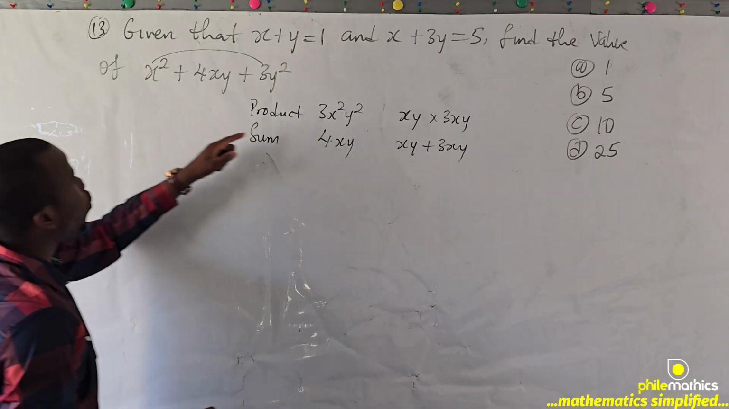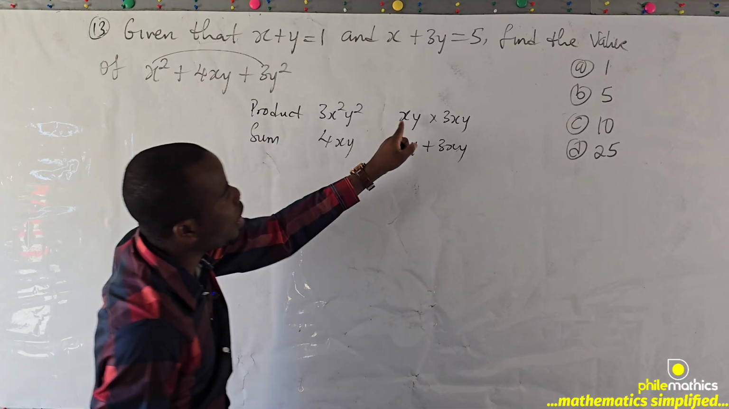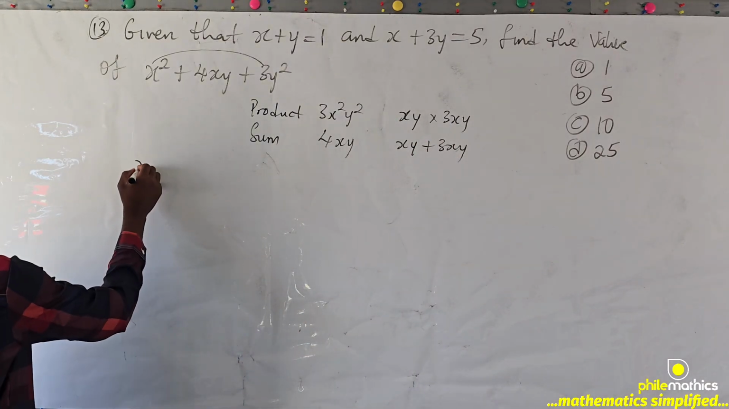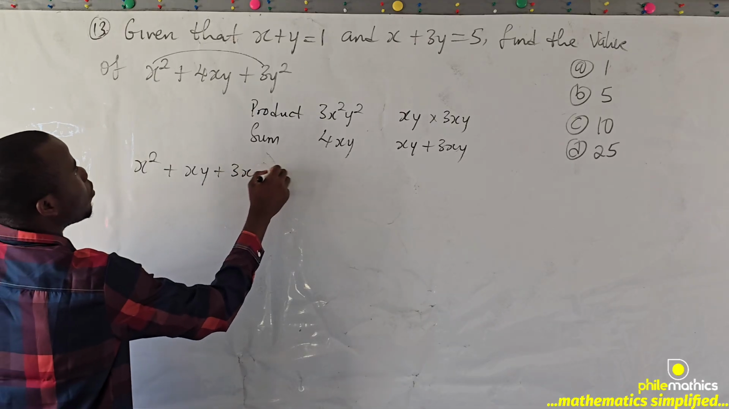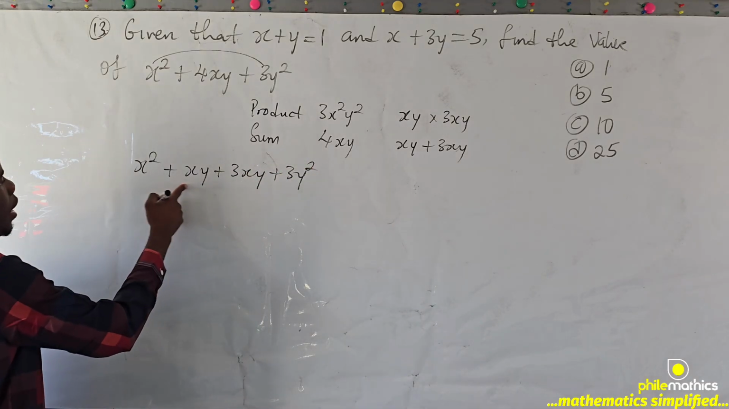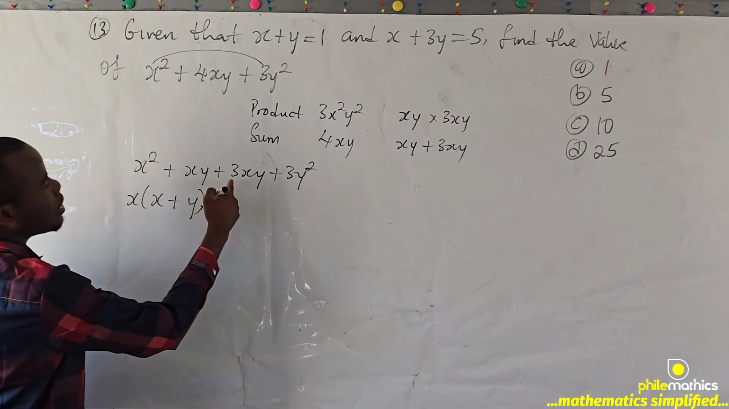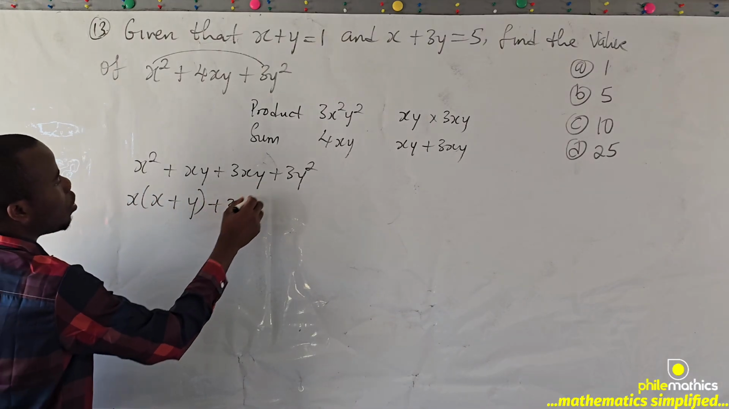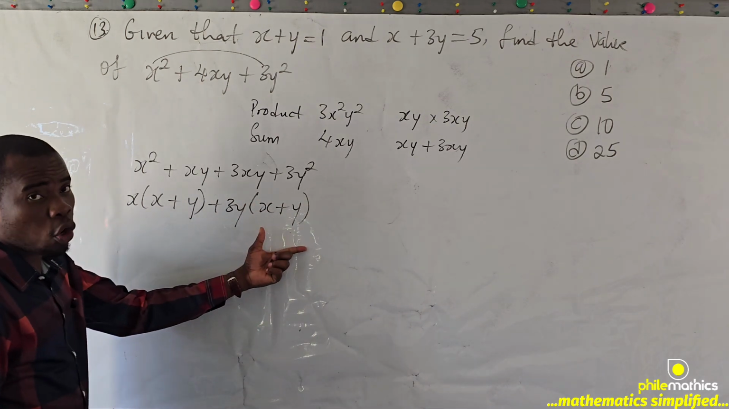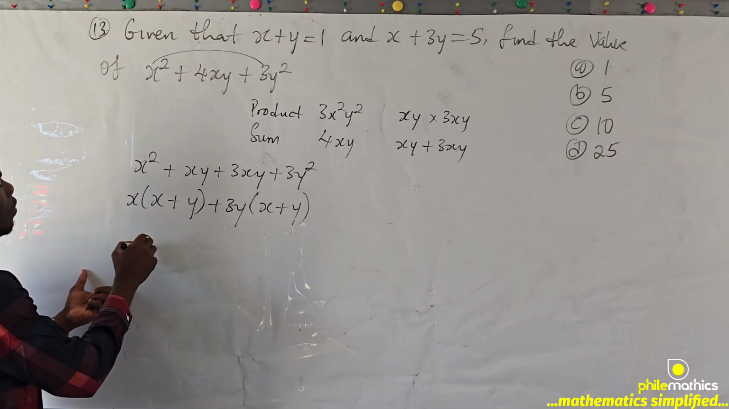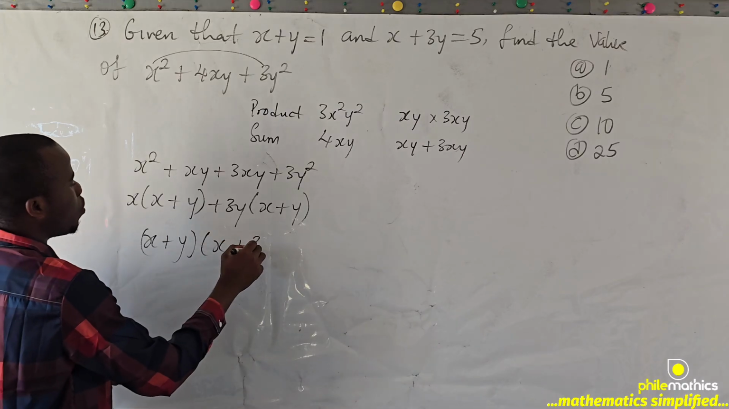right? And so for us to factorize this, in place of 4xy, we put xy and 3xy. So this will be x squared plus xy plus 3xy plus 3y squared. X is common. We're left with x plus y. 3y is common. We're left with x plus y. And so x plus y is common. We factorize it. So we have x plus y. And we are left with x plus 3y.